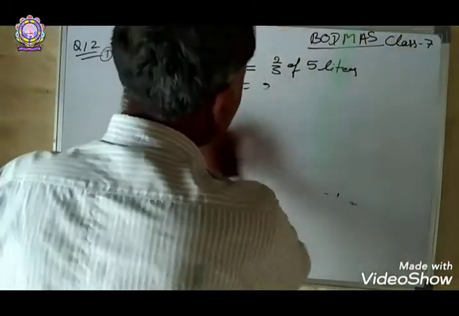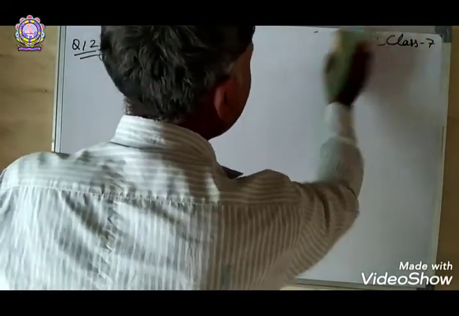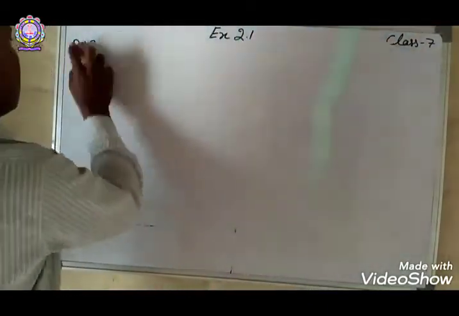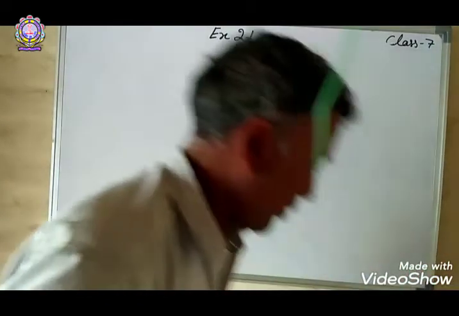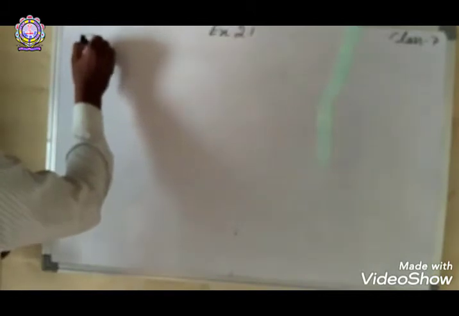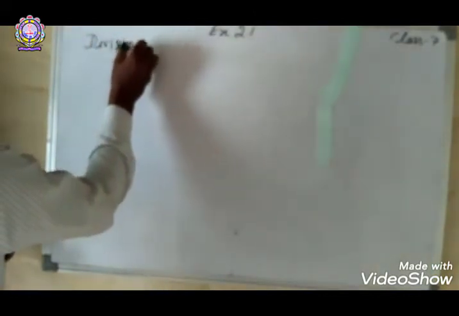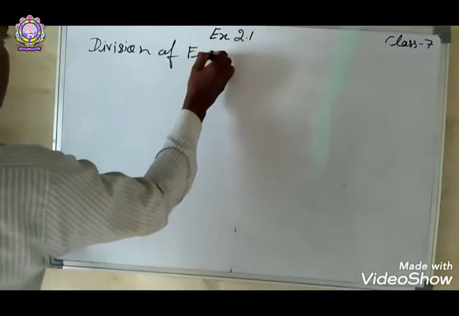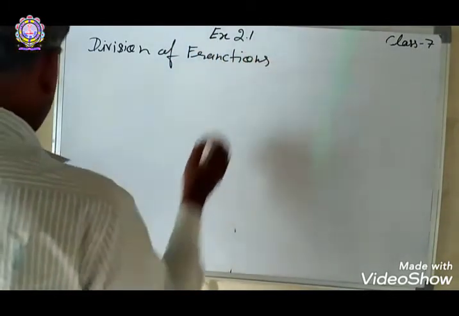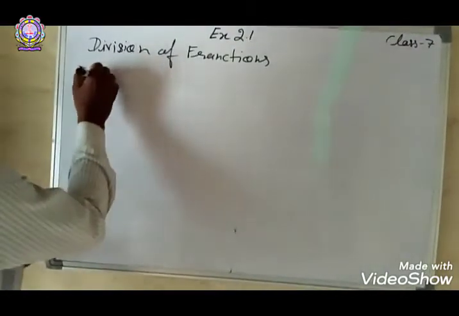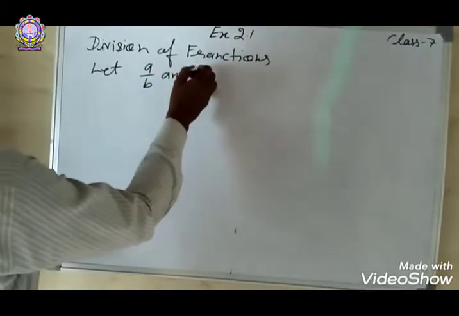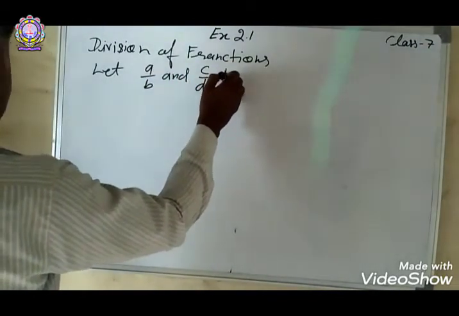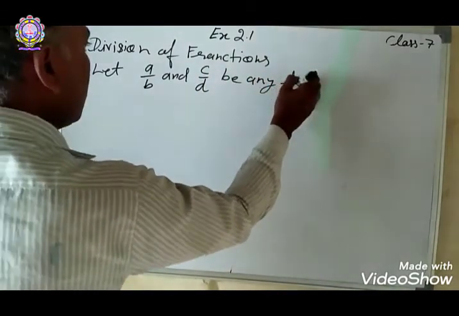So next topic is division of fractions. Let A upon B and C upon D be any two fractions.